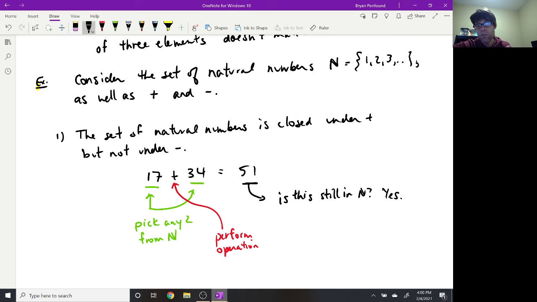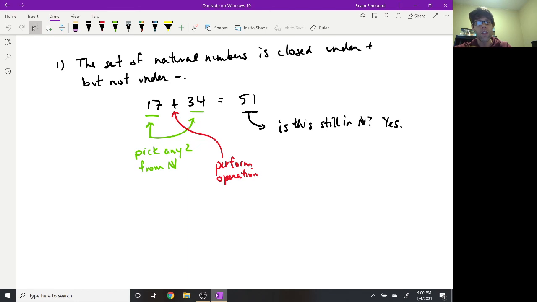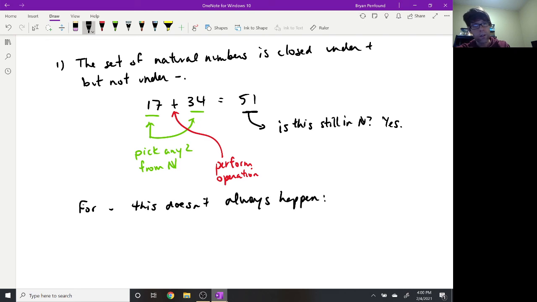The same is not true for subtraction. While I could go in, I could grab two numbers, subtract them, and get a number that still is inside of n, this doesn't happen all the time. Certainly sometimes I could go in, I could grab a couple numbers, like maybe 5 and 3, and I could subtract them, and I could certainly get a number that's still inside of the counting numbers. That could happen. It doesn't always have to happen, though.